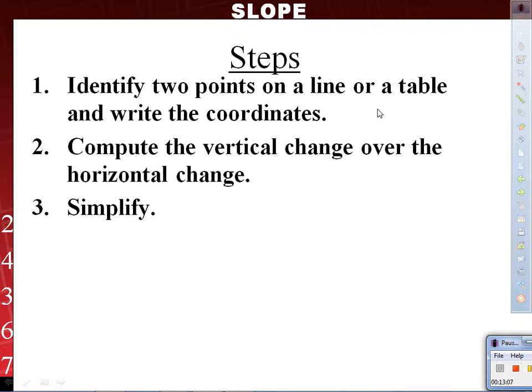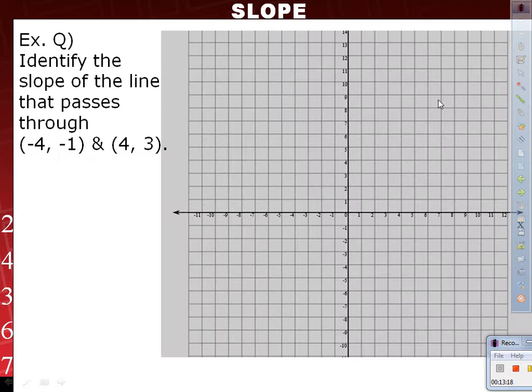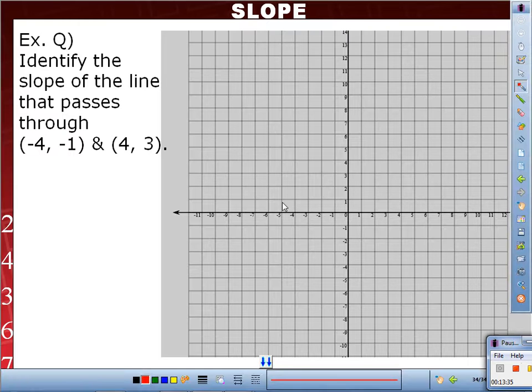So on your graph paper, on the top left corner, copy this one, example Q. It says example Q on the top left corner. You're going to write example Q, identify the slope of the line that passes through (-4, -1) and (4, 3). Copy that. You got 20 seconds. Go.